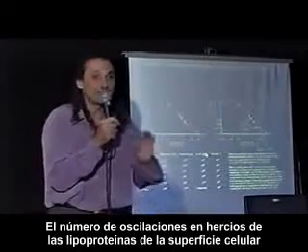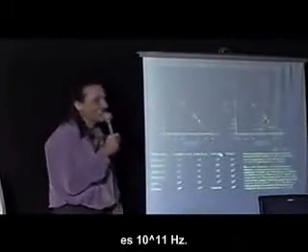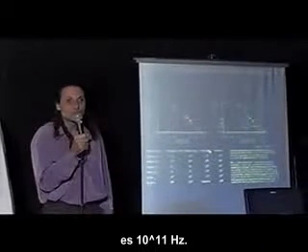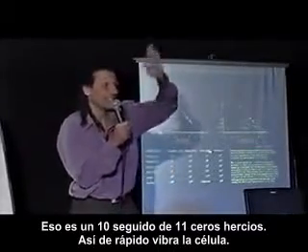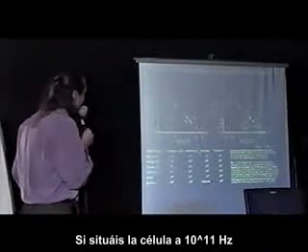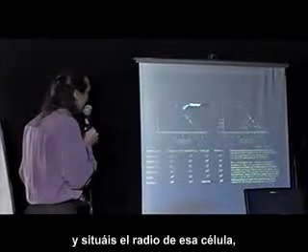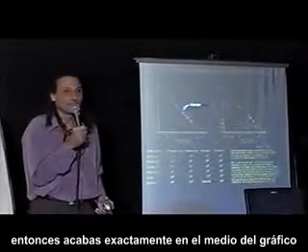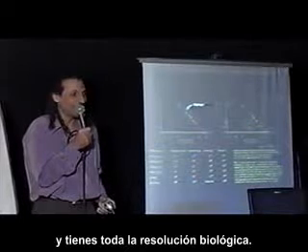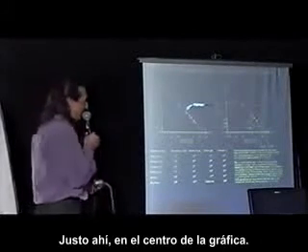The rate of oscillation in hertz of the lipoprotein on the surface of a cell is 10 to the 11 hertz. That's 10 with 11 zeros hertz. That's how fast the cell vibrates. If you plot the cell at 10 to the 11 hertz and plot the radius of that cell, then you end up in the exact middle of the graph, and you have all of the biological resolution right there in the middle of the graph.